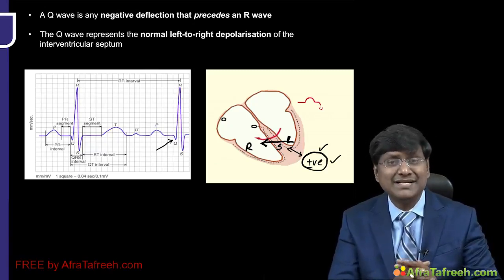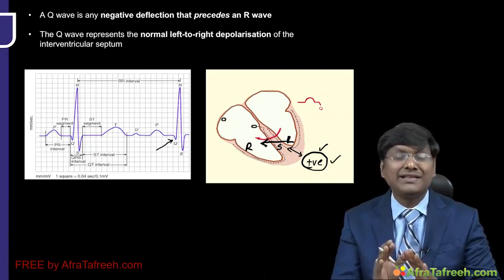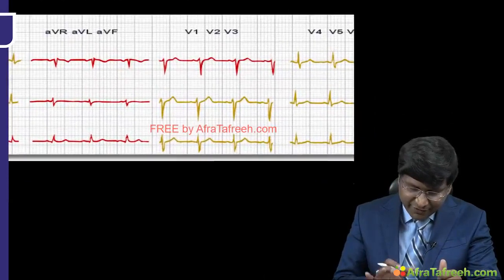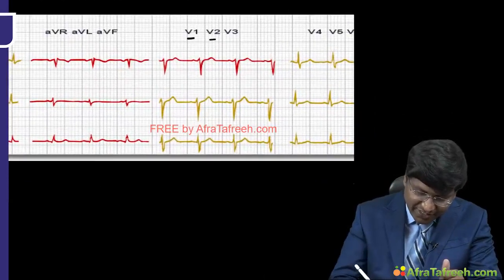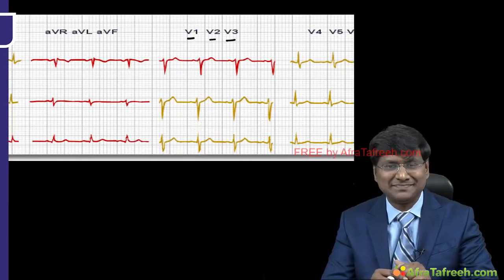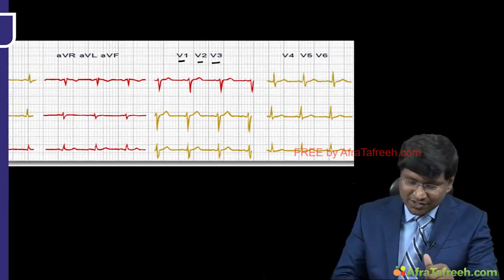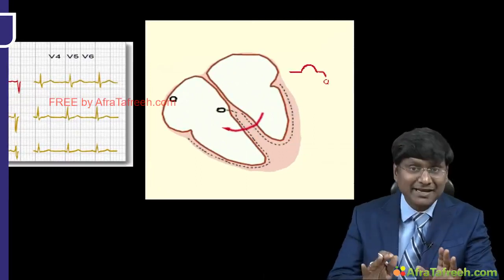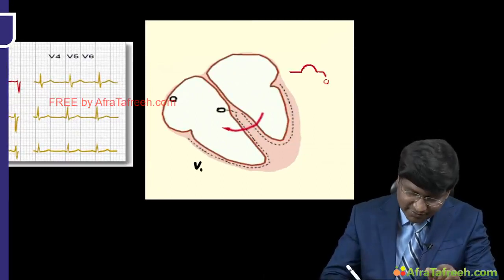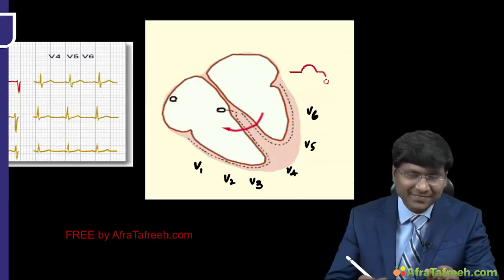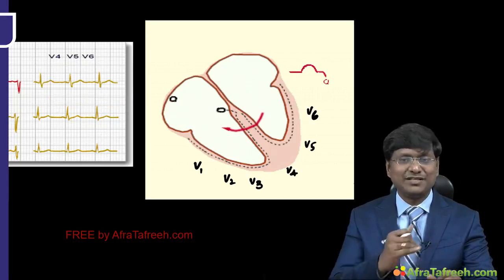But in some of the leads, the Q waves are not seen at all. In which leads? Let me show you that. If you take mainly the leads V1, V2 and V3, more or less the Q waves are absent. I'll tell you the reason why. Where do we usually place V1, V2, V3? They are mainly the right-sided leads. So this is V1, this is V2, this is V3, then we have V4, V5 and V6. This is the placement of the leads over the precordium.